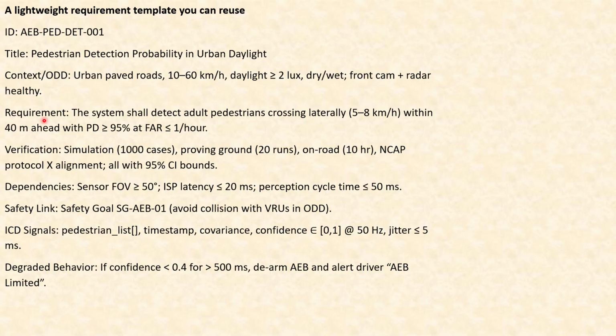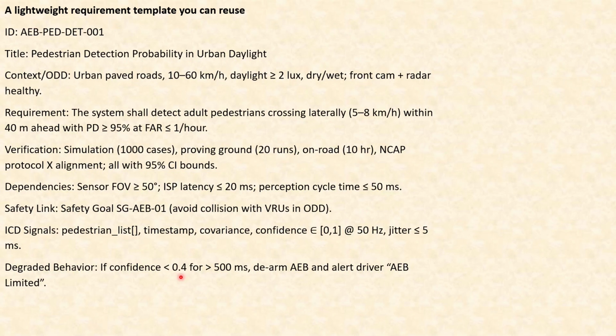And when it comes to requirement, the system shall detect adult pedestrians crossing at 5 to 8 km/h within 40 meters ahead, with pedestrian detection probability greater than 95% and false actuation rate less than 1 per hour. And also the verification, like simulation in 1000 cases, proving ground 20 runs, on road, NCAP protocol alignment. These are all the various types of verification. Also, you should take care of the dependencies like sensor field of view, ISP latency, perception cycle time. These are all clearly mentioned here. And also the safety link, the ICT signals, the degraded behavior.